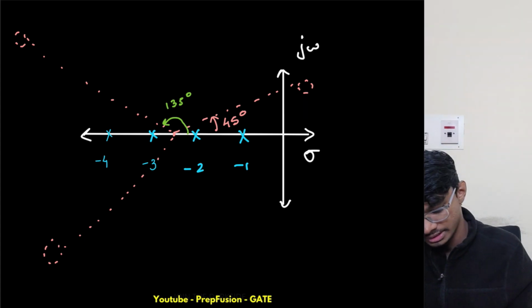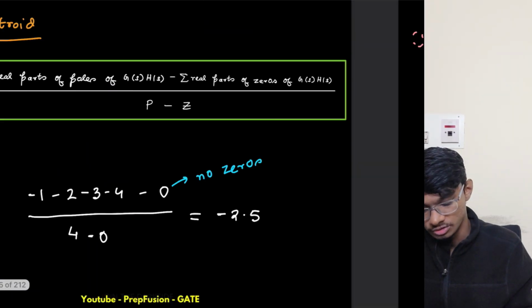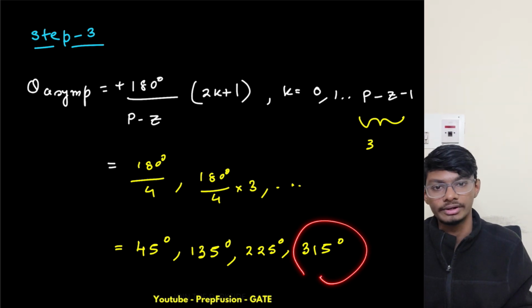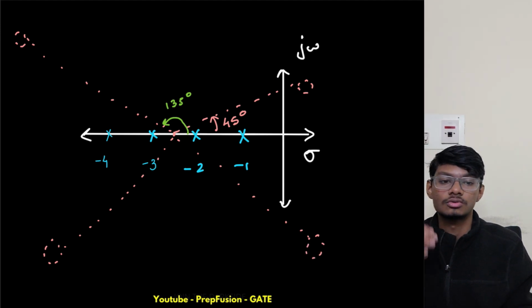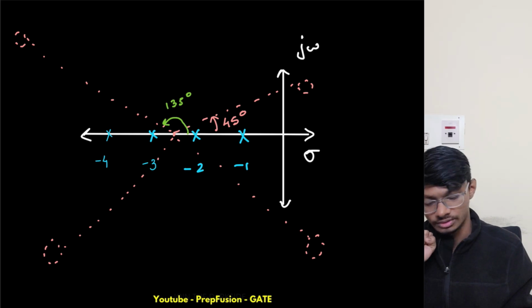So this is again 90 degrees behind this one, and the last one will be 90 degrees again behind this one, or minus 45 degrees also you can say, because if you subtract 360 from here, what do you get? You get minus 45, right? So yeah, you can say it like that also. So this is basically my location of asymptotes and my centroid.